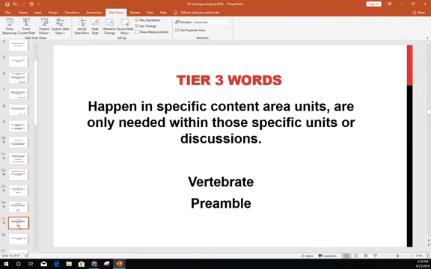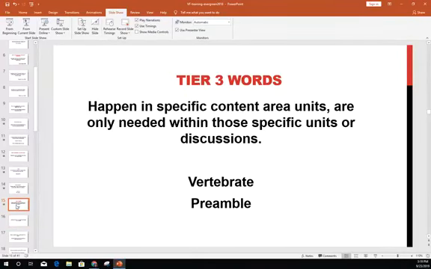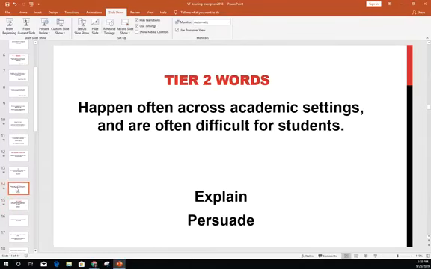So with all of that in mind, according to Beck et al., they prioritize the tier 2 words across the academic settings because they occur frequently and they are difficult. So they're higher priority because they happen a lot. We don't necessarily have to focus as much time on the tier 3 words outside of those content areas, because it's just not as efficient, because the words don't happen as often. And then we choose tier 2 over tier 1 because the tier 1 words, kids usually get those on their own, so we don't have to help them with them. So that's the general philosophy behind this.